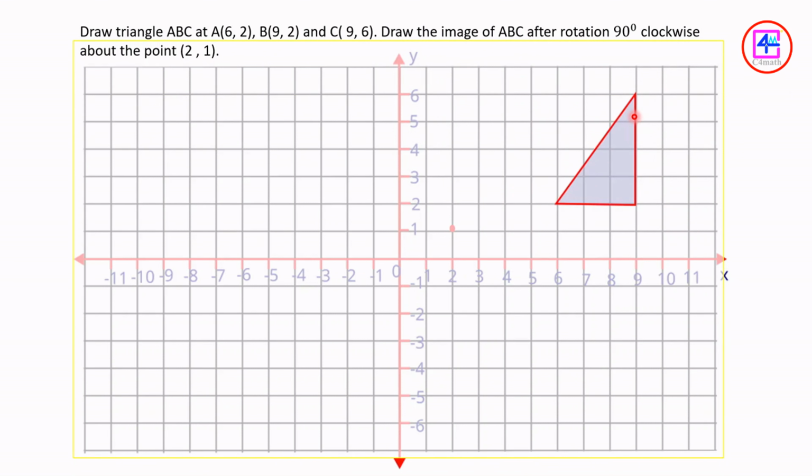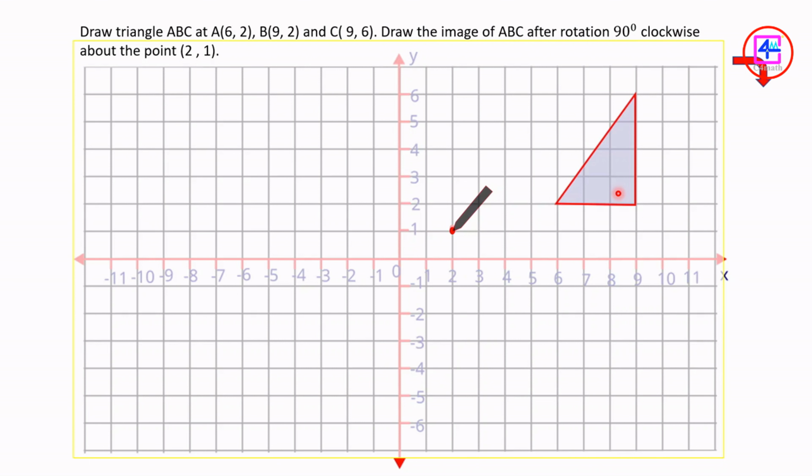We can draw like this. Then after that mark the center. Then you can use one pencil and keep your pencil here like this. Then rotate this tracing paper. Here the question is rotation 90-degree clockwise. 90-degree clockwise means this is the clockwise direction, same as the clock direction.